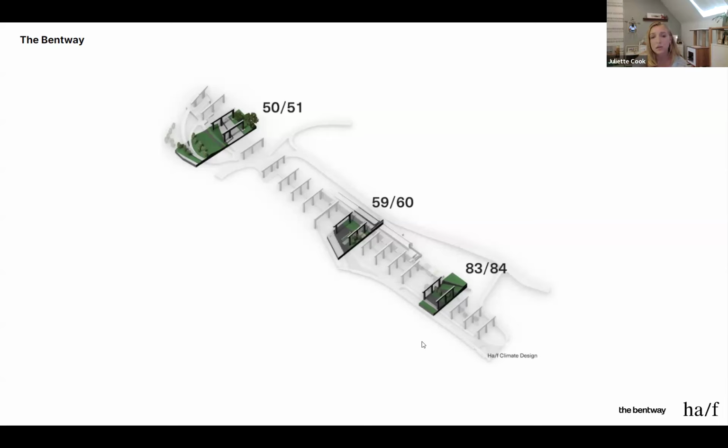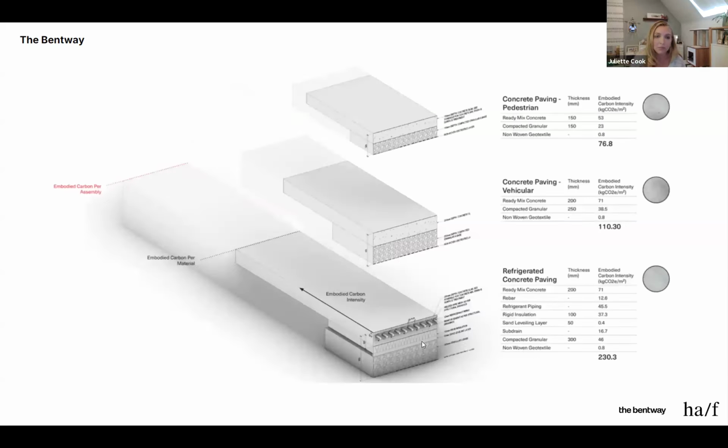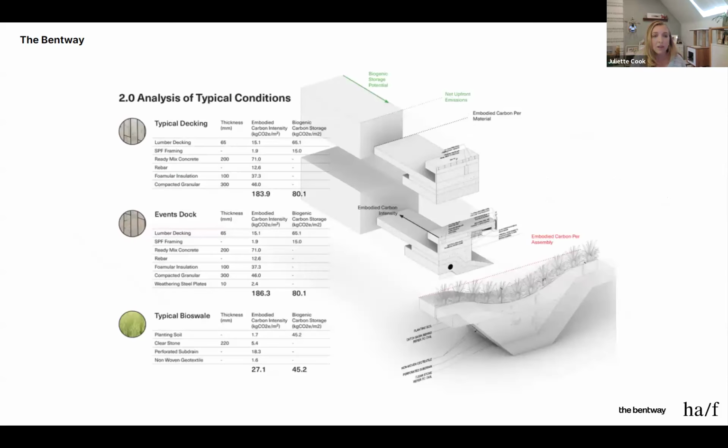Separate to this, we did also do an assessment of the highway itself, though these figures don't appear in the following slides that I'll present. And so we established per square meter impacts of the typical landscape details that are found across the project site. We ignored any buildings on the site. We really had a focus on landscape for this project. So here we're seeing a few of the typical hardscape assemblies that exist: concrete paving for pedestrians, vehicles, and then the refrigerated concrete paving.